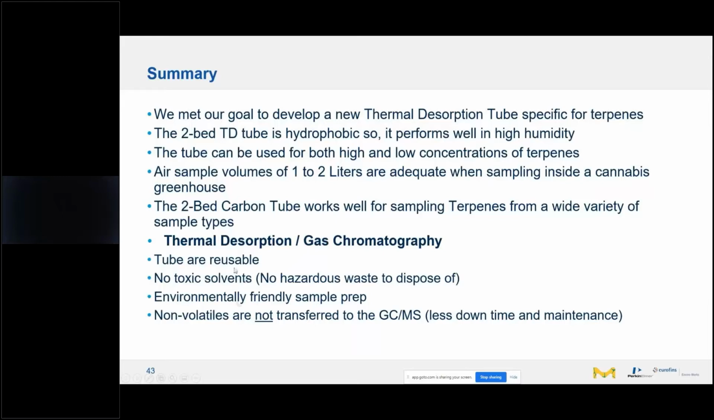Tubes are reusable, no toxic solvents, so it's environmentally friendly. And using thermal desorption, we're preventing the non-volatile components from entering our analytical system. So you will enjoy more uptime and less maintenance.